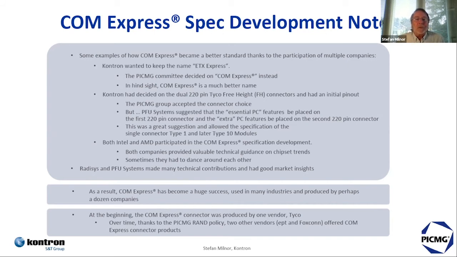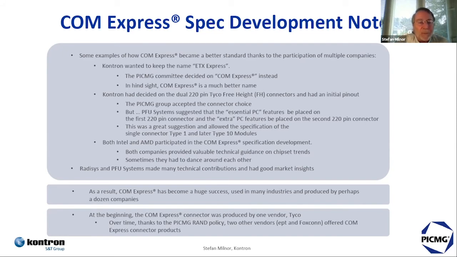Kontron had decided on the dual 220-pin Tyco free height connectors and had an initial pinout. So the PICMG group accepted the connector choice, but PFU Systems suggested a pinout change. This fellow at PFU suggested that all essential PC features be placed on the first 220-pin connector, and that the extra features be placed on the second 220-pin connector. And this was a great suggestion, and Kontron actually benefited a lot because it allowed the development of single connector type 1 and type 10 modules. These weren't part of the original PICMG spec, but they came along maybe in Rev 2. And that was only possible because of that suggestion by the PFU engineer.